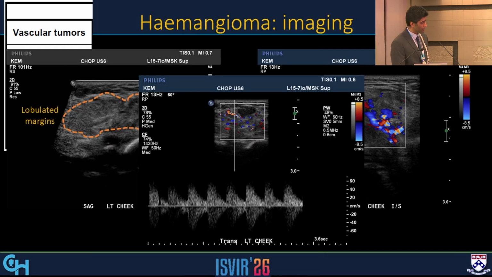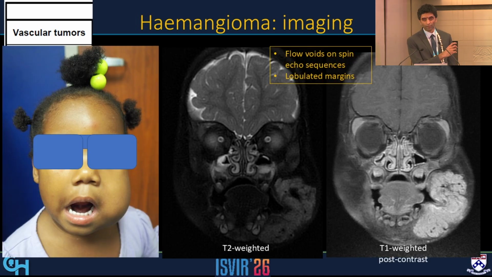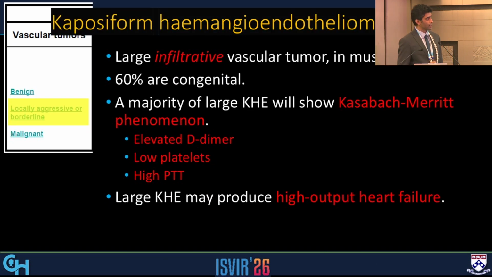How do these look on imaging? One, they have this lobulated margin, very well-defined lesion. Color Doppler, lots of vessels going through it. Spectral Doppler, you will see low resistance arterial flow. That's important. And then this is what it looks like on MRI. Similar appearance on the T2 imaging. Lobulated margins, some flow voids to indicate that this is a high flow lesion. It enhances diffusely on the post-contrast images. Very vascular.